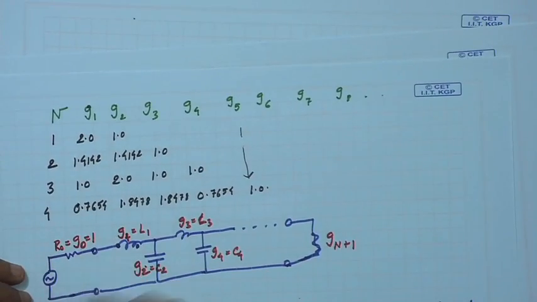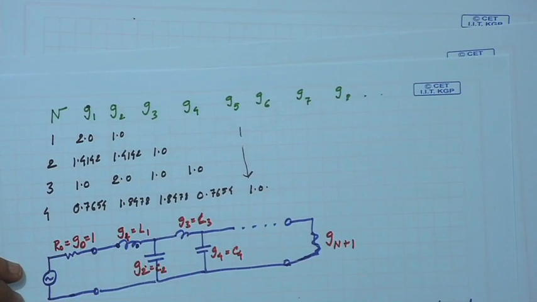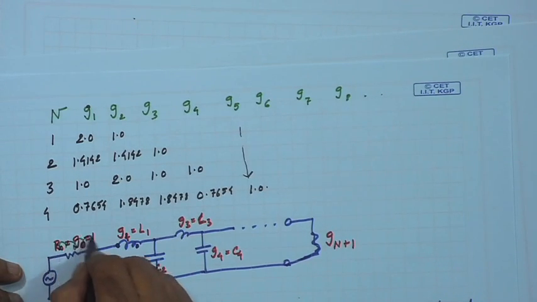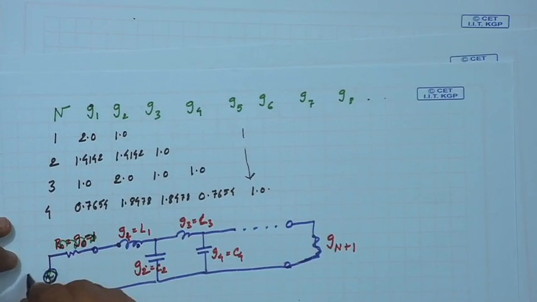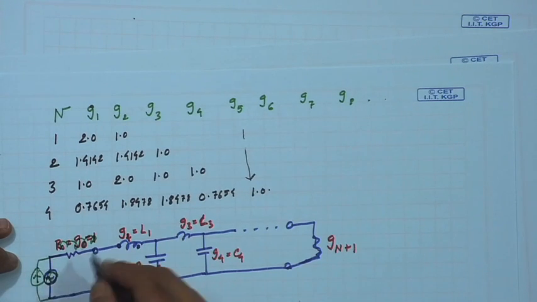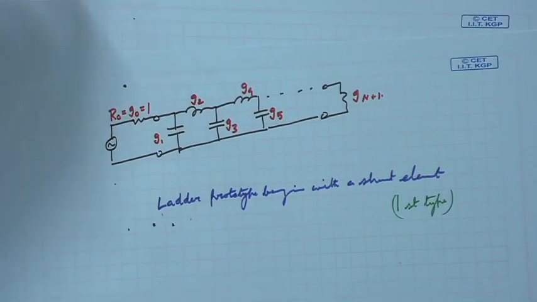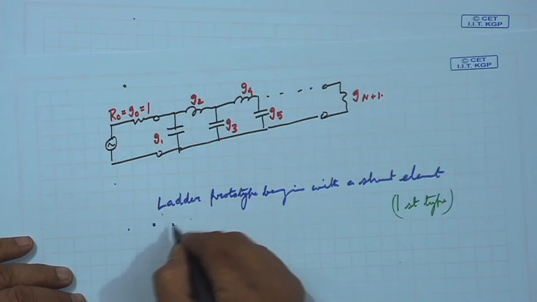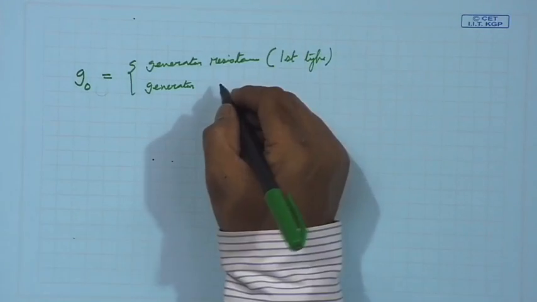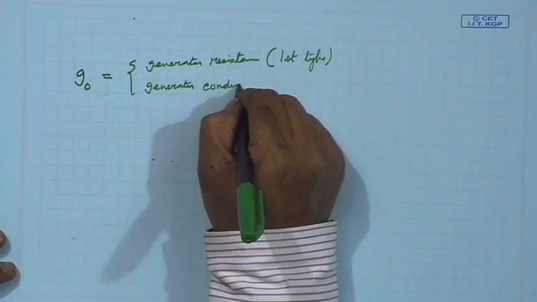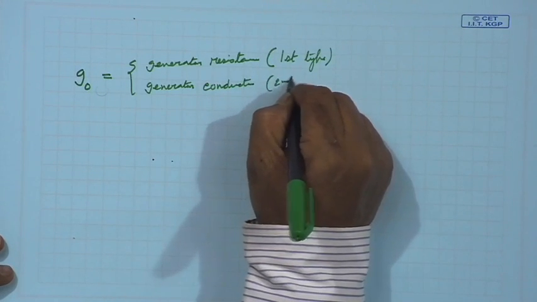So I need to change this circuit, because generally in the second type they do it like this: instead of a voltage source, they represent a current source here. So, that means here we will have G naught is equal to 1. In the second type, this is a conductance. So, we say it is the generator conductance in the second type.